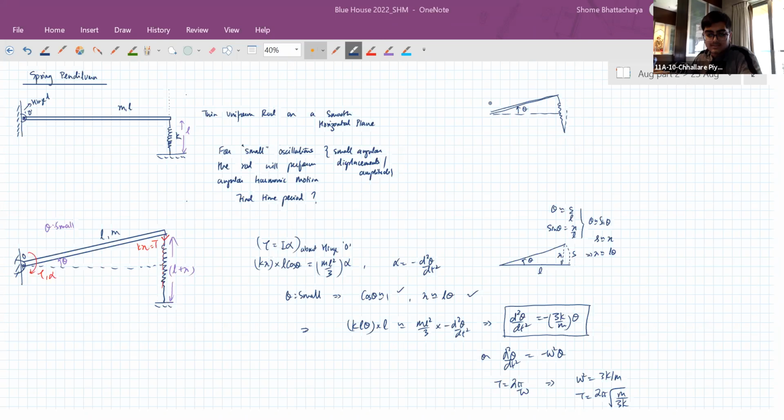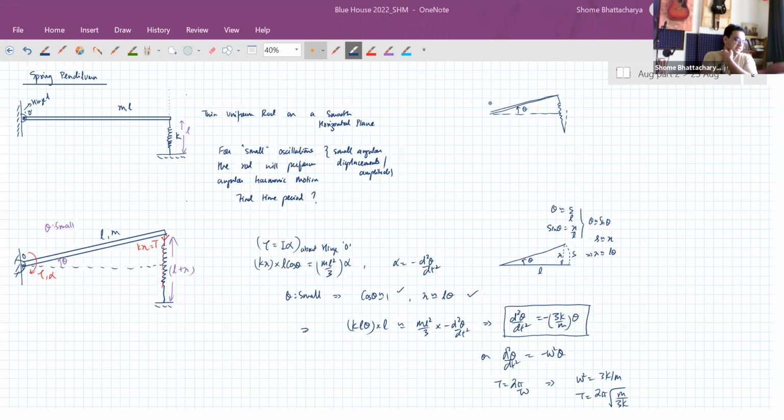So omega square is 3k by m, no? Yes, yes, 3k by m. Omega square is the coefficient of theta in that equation which is in the box.